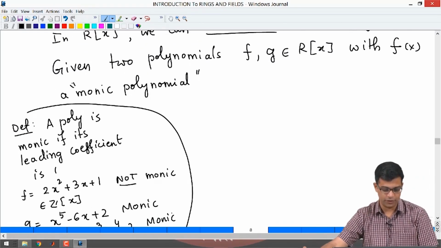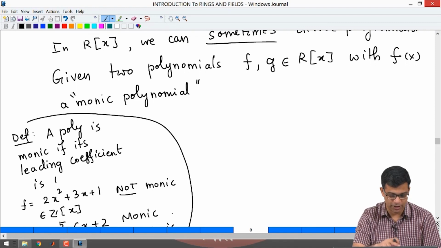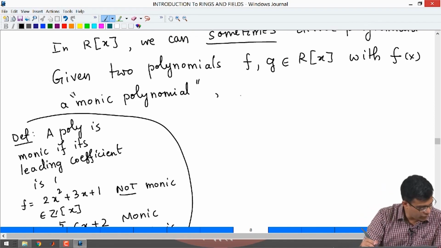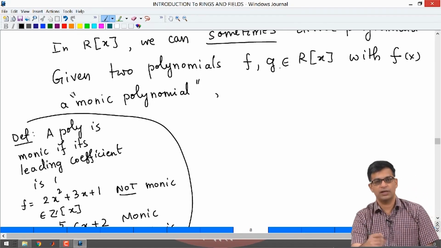Okay. So, this is a side definition. Now, let us come back here. Given two polynomials f and g, with f(x) a monic polynomial, we can divide g by f. What does the division really mean?